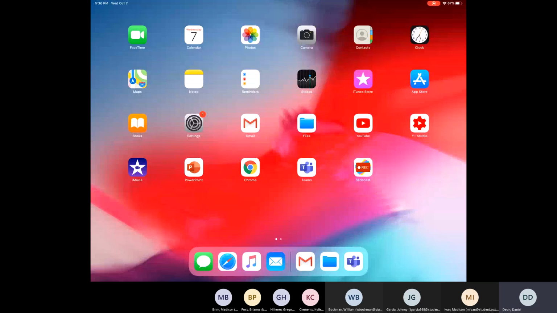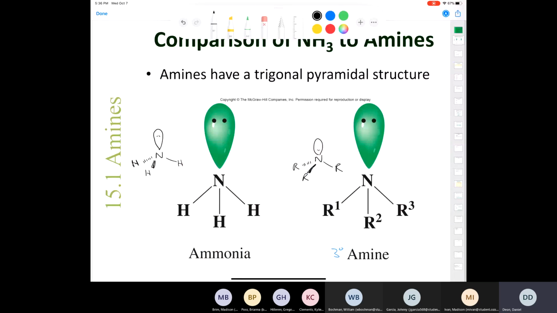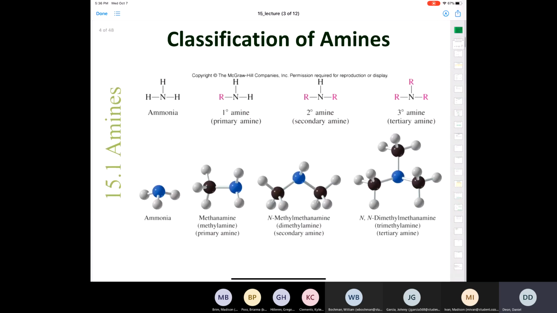And so the take-home message is that you have to understand that amines have that trigonal pyramidal structure or molecular geometry.